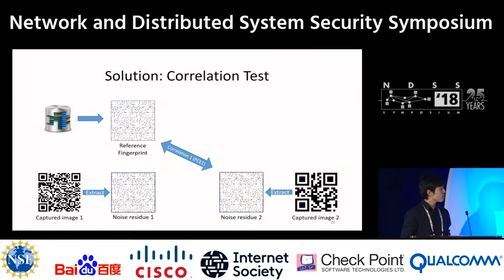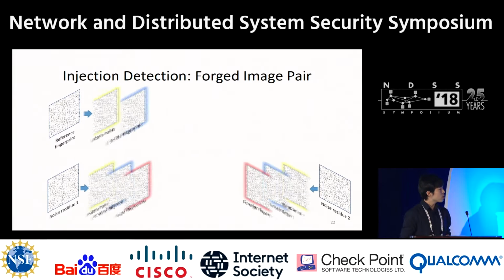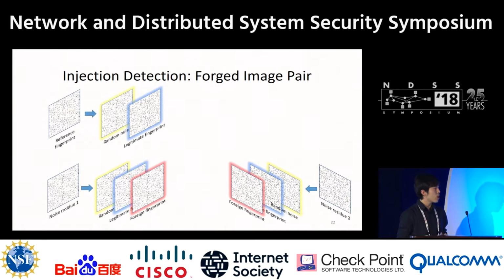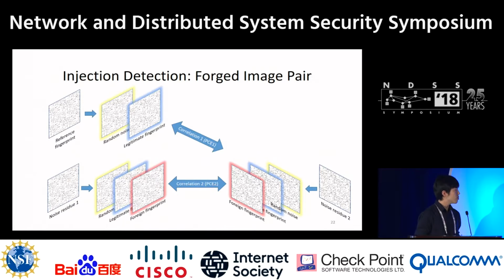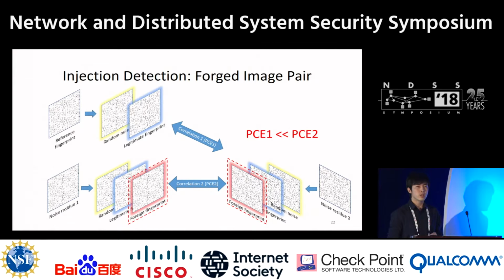So for a normal image, the two correlations will be very similar because they both contain the same legitimate user's fingerprint. But for a forged image, the two noise residuals will share an extra common component, which is the foreign fingerprint of the adversary's camera. So as a result, the second correlation will be much larger than the first correlation. So by comparing the two correlation values, we can detect the injection.